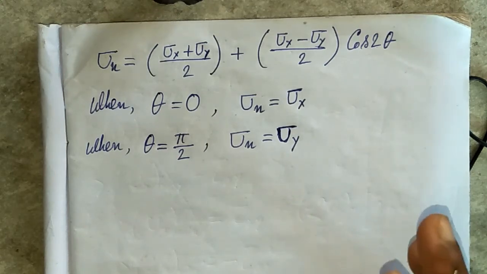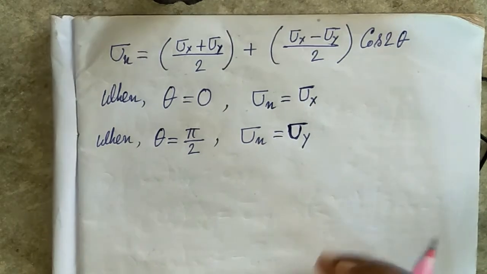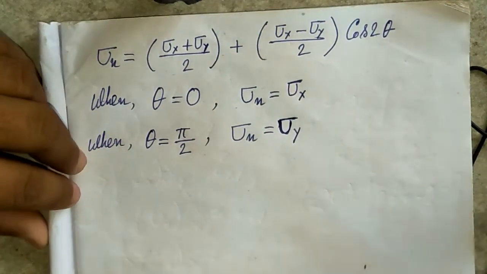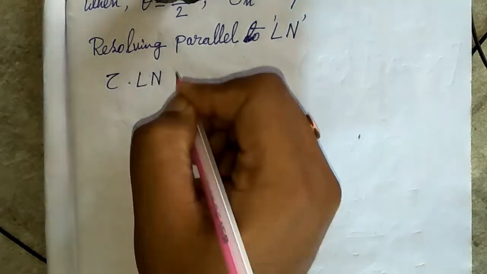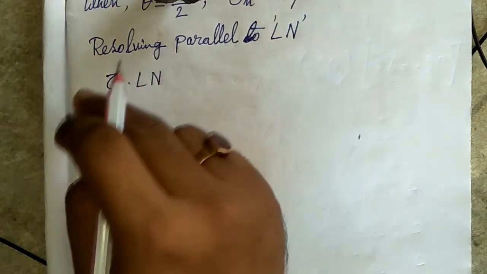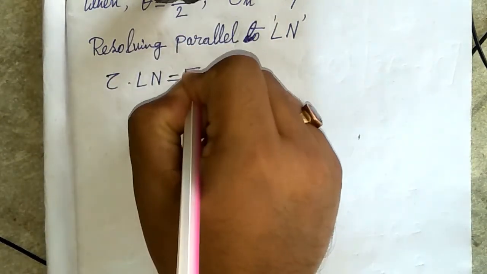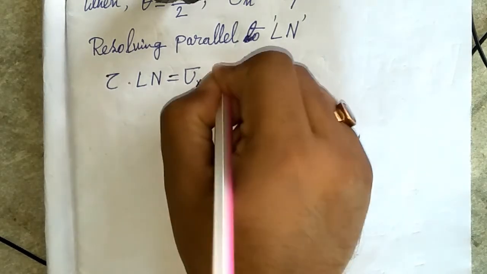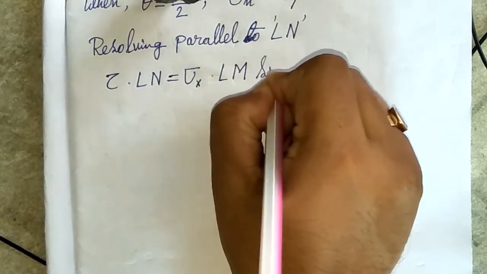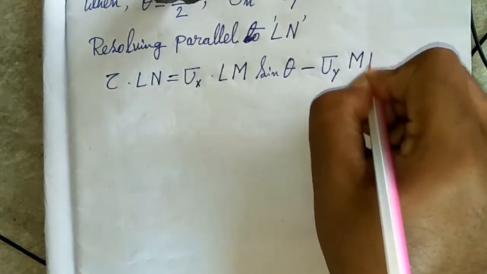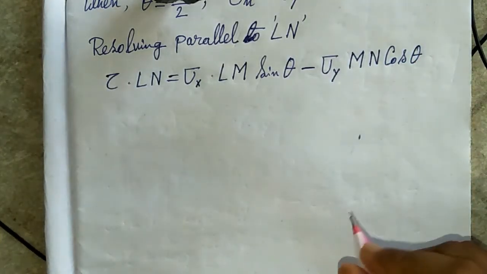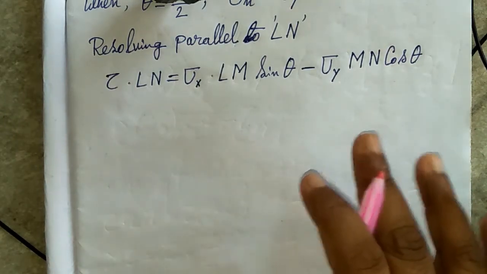Let's resolve the forces on the Ln plane parallel to itself. By resolving parallel to Ln, the parallel stress is the shear stress. So the force is shear stress into the area Ln into 1, because 1 is the height of the block. So tau into Ln equals sigma x into Lm sin theta minus sigma y into Mn cos theta. The minus sign comes because the directions of the forces are opposite to each other.